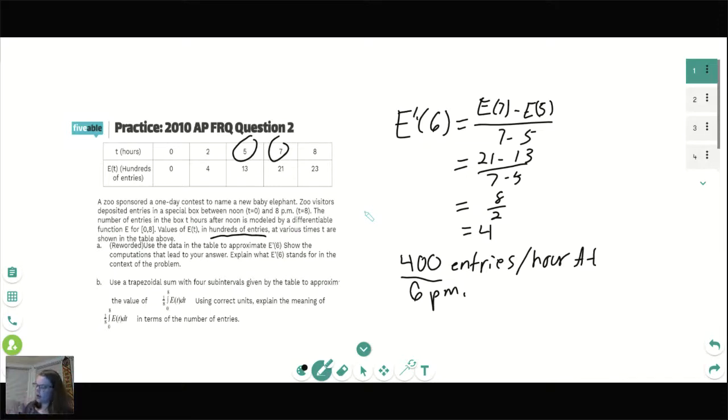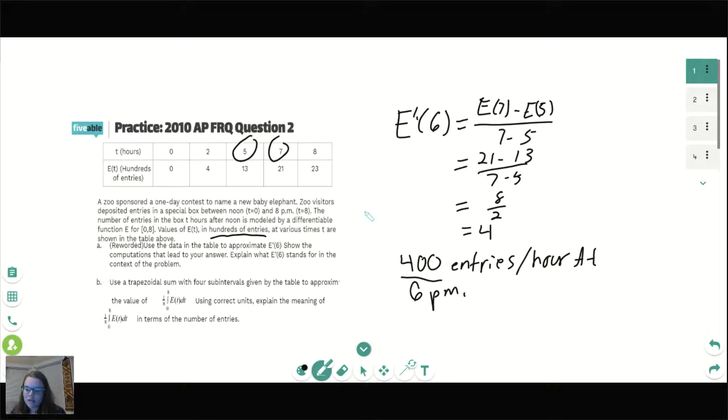Okay, let's look at part B. Use a trapezoidal sum with 4 subintervals given by the table to approximate the value of 1/8 times the integral from 0 to 8 of E(t) dt. And then using correct units, explain what that integral means in terms of the number of entries. So for AB, the trapezoidal sum part is still on the test, but what the 1/8 is doing to our integral is no longer on your test.